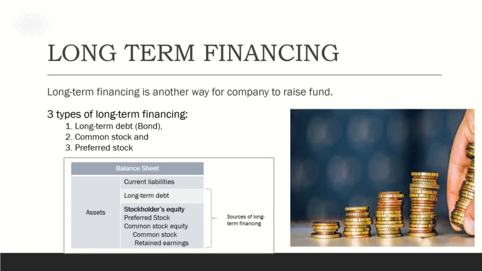Yeah, there are three types of long-term financing. The first one is long-term debt. When we say it's a debt, it's a hutang. So it consists of bonds. The second one is common stock, and the third one is preferred stock. So common stock and preferred stock ni dia under equity. Kalau kita tengok dalam balance sheet, sebelah liabilities dan equities ni, long term debt berada di sini, dan juga preferred stock dan common stock berada di bawah stockholders equity.